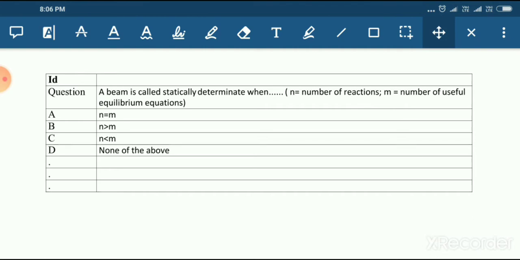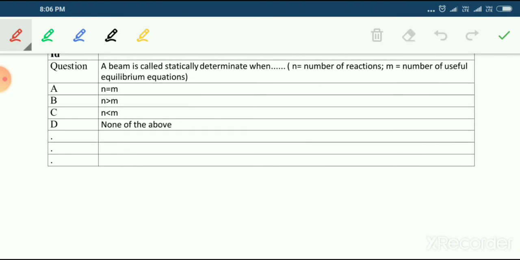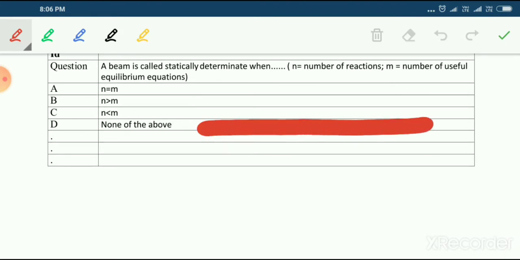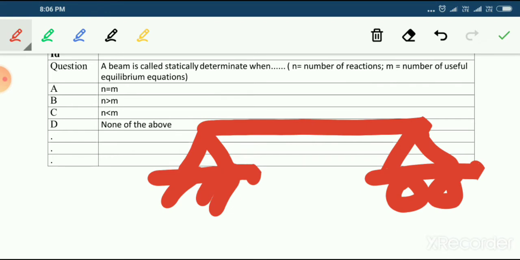So what I will do, I will draw one diagram. You will get an idea about this one. So say this is the beam. I will take this simply supported beam. This is hinge support and this is roller support. According to the hinge support, how many reactions do you have? For hinge support you have 2 reactions and for roller 1.